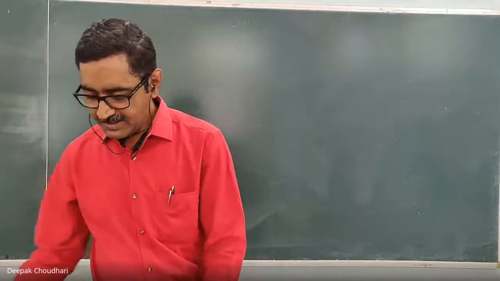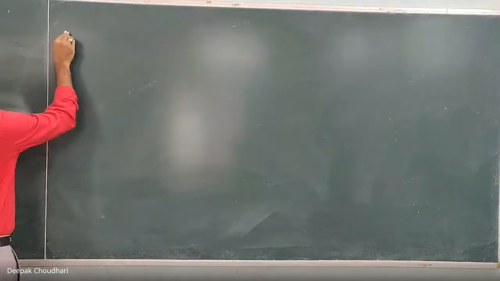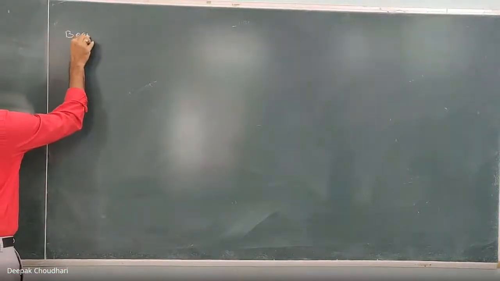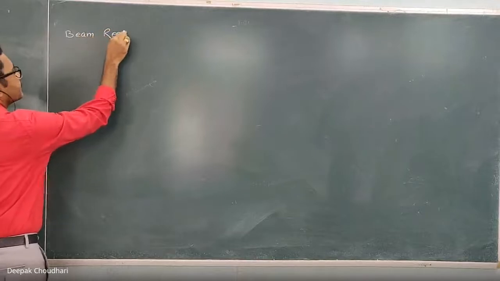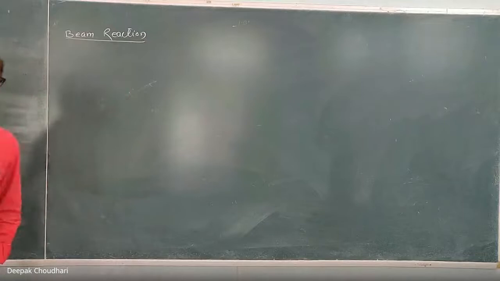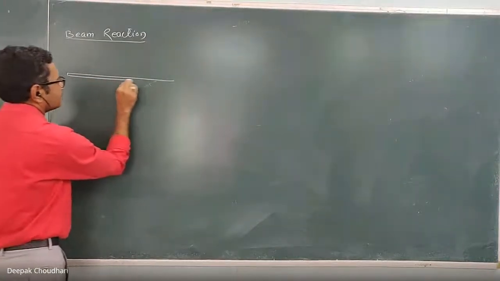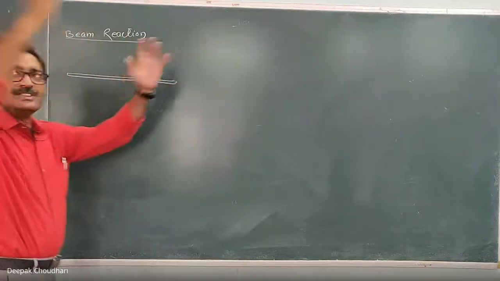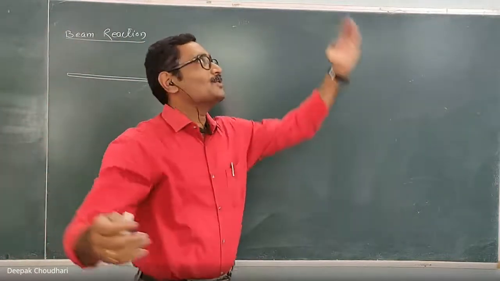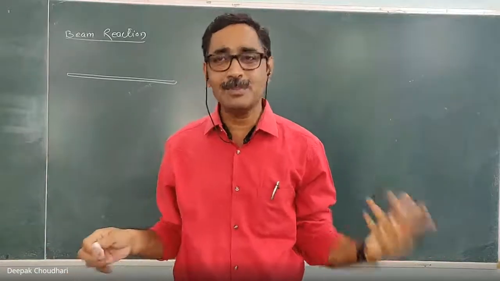Listen. Now we are going to continue, and today we are going to study the beam reaction. Now, what is meant by beam? Beam is a horizontal member of a structure. For example, this building is there. उसमें जो horizontal member है, that horizontal member of a structure is known as a beam.